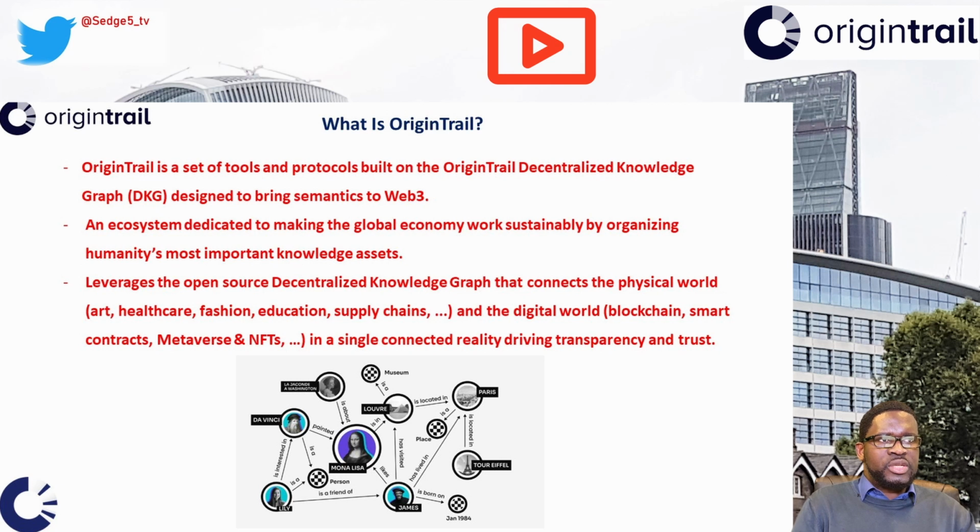It leverages the open source decentralized knowledge graph that connects the physical world, that is art, healthcare, fashion, education, supply chains, and so forth, and the digital world, which is blockchain, smart contracts, metaverse, NFTs, and any other blockchain related components. And all this is done in a single connected reality, driving transparency and trust. Think of the likes of Google and Facebook, businesses that currently utilize advanced knowledge graph technologies. Origin Trail, as well as its parachain on Polkadot, is providing a central fabric to link, verify, and value data on both physical and digital assets worlds.